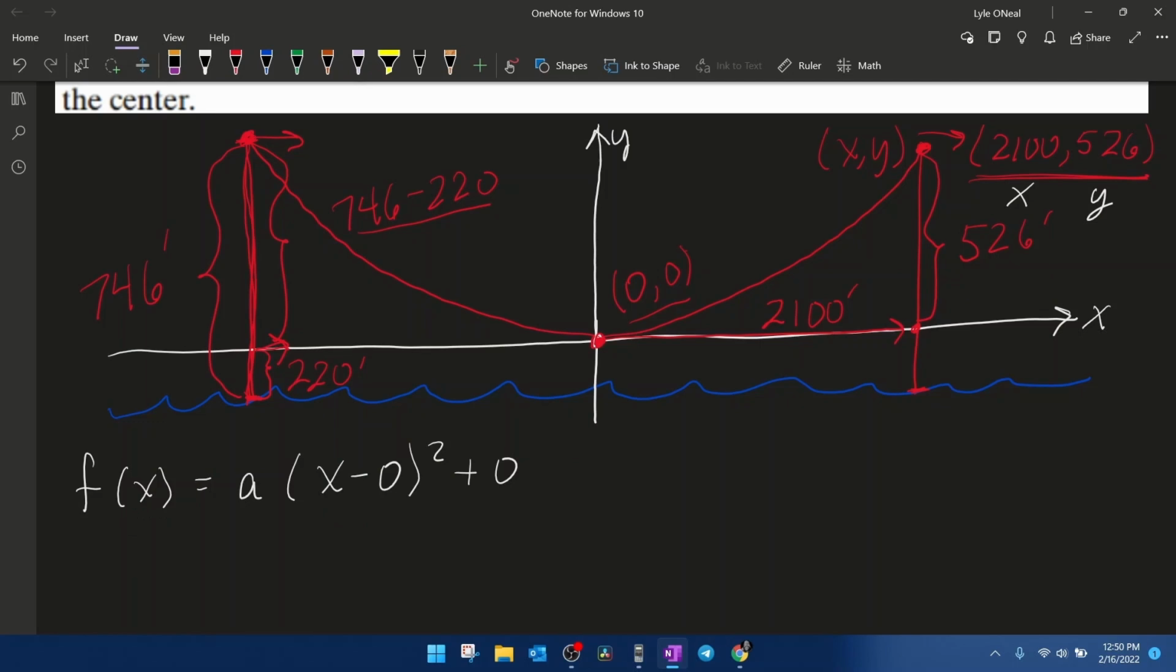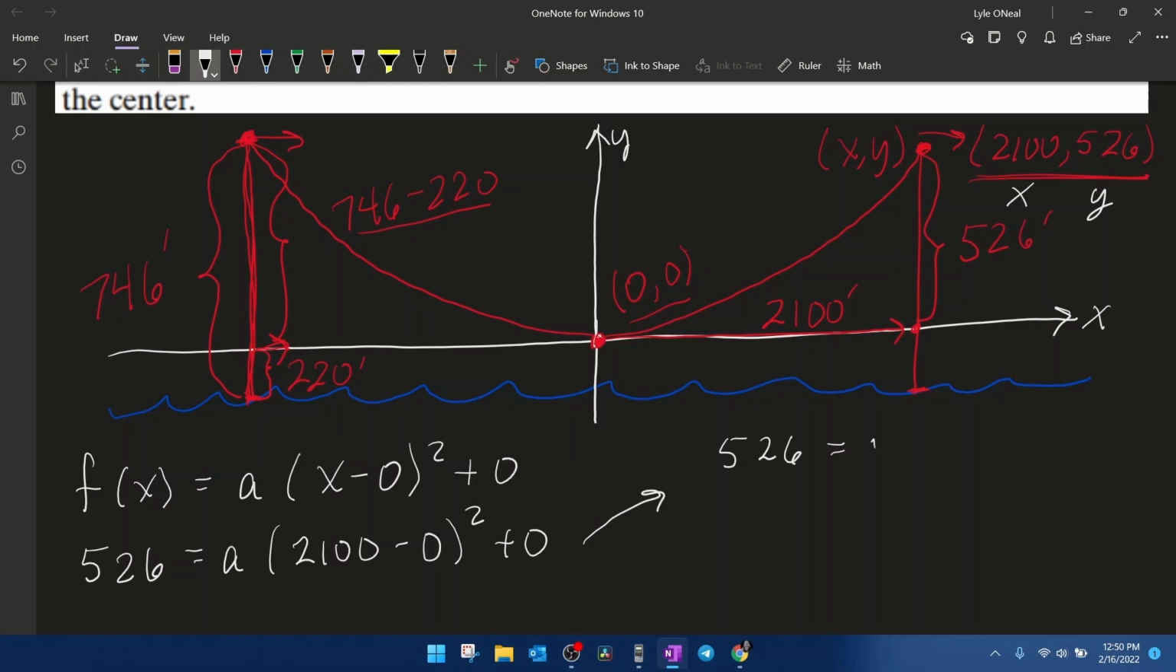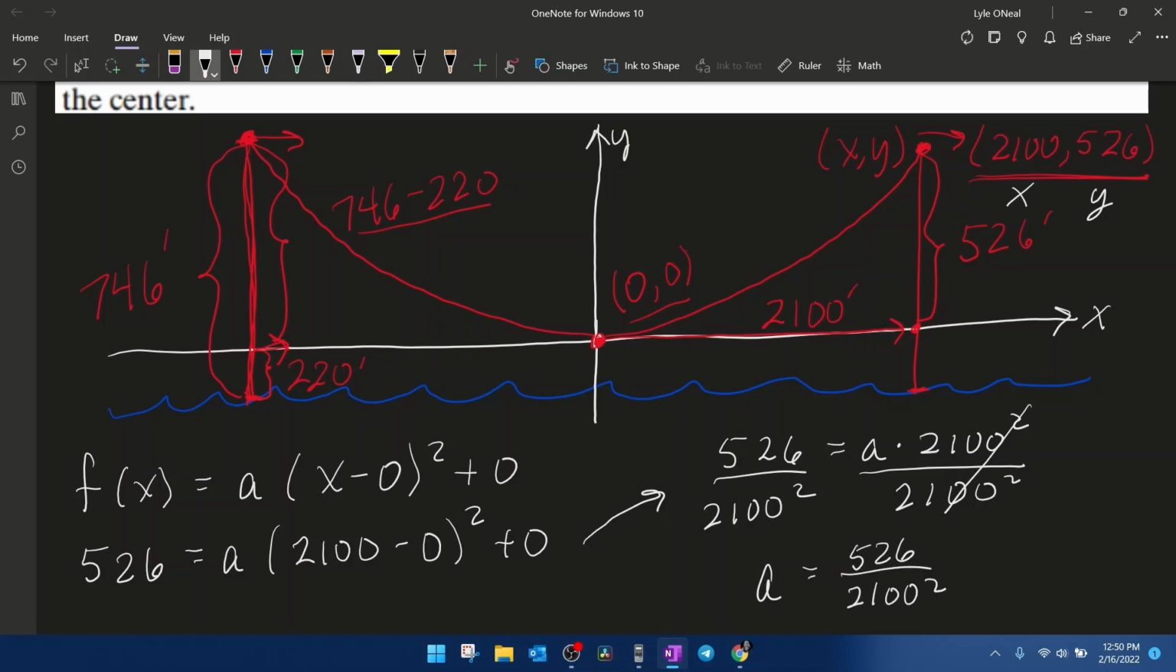So doing a little plug and play, we've got 526 equals a times (2100 minus 0) squared plus 0. Simplifying, that's going to give me 526 equals a times 2100 squared, and then if I divide both sides by 2100 squared, I'm going to have my value of a. So a is 526 divided by 2100 squared.